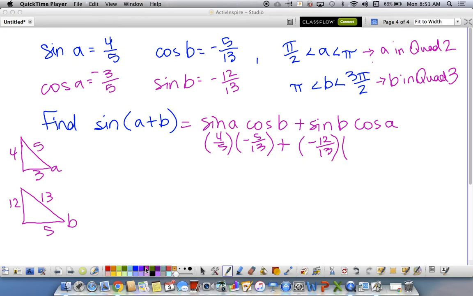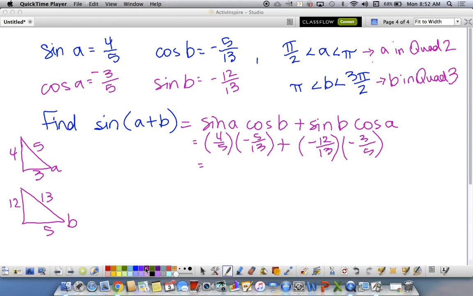Then cosine A. Look, we still ended with the same denominators. Imagine that. Sometimes they'll fix themselves and sometimes they won't.